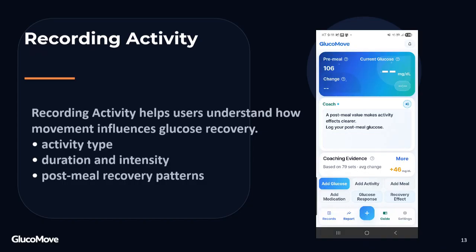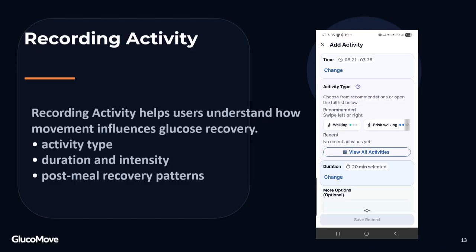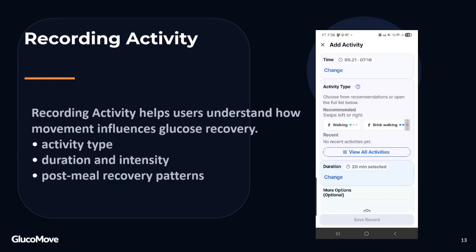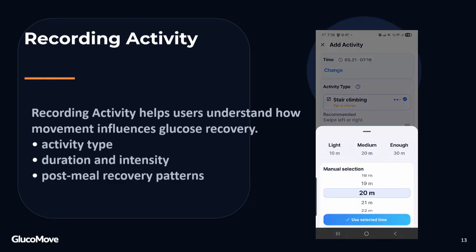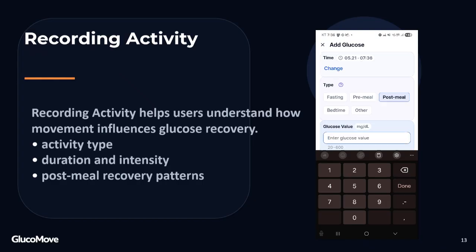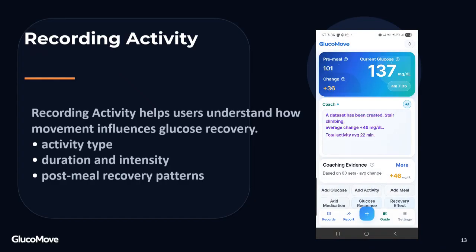In the activity input screen, users can select from more than 30 activity types and record activity duration as part of their datasets. As more activity-related data accumulates over time, users may begin to recognize which activities work best for them, how different carbohydrate levels influence glucose responses, and how much movement may help approach their desired glucose change or recovery pattern. This is one of the core directions of GlucoMove, helping users better understand and manage glucose patterns through connected behavioral context and repeated datasets over time.